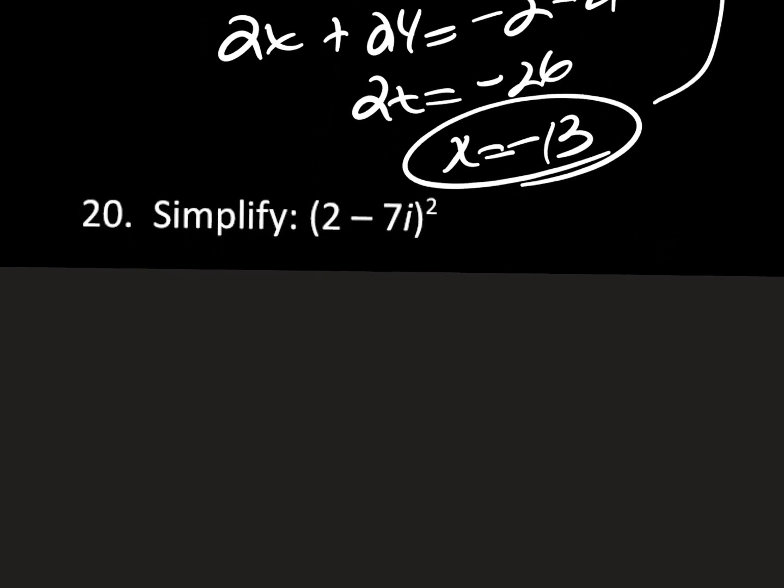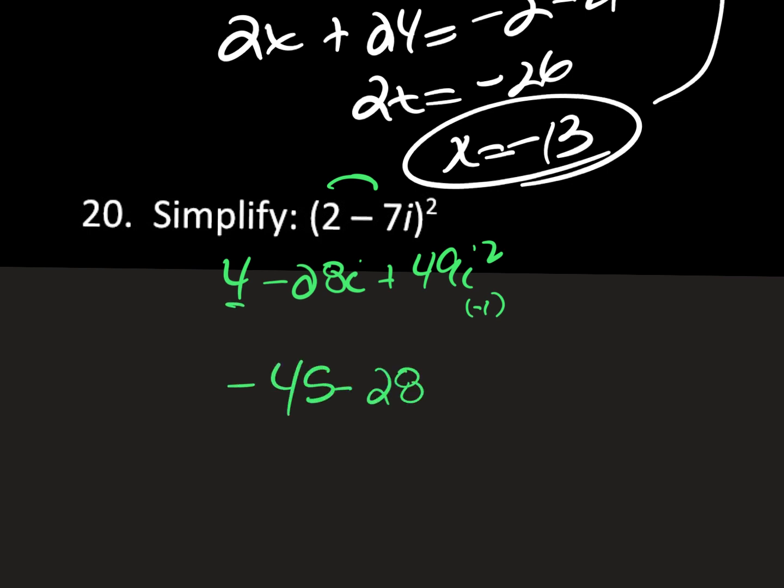Number 20, the last one, finally. Square, multiply, double, square. If you square 2, you get 4. If you multiply those, you get -14, but then you double it, you get -28i. Then you square the second term. Don't forget to square the 7 and the i. All right, now don't forget i squared is really -1, which makes that really -49. So I'm going to do the 4 minus 49 and get -45 minus the 28i.